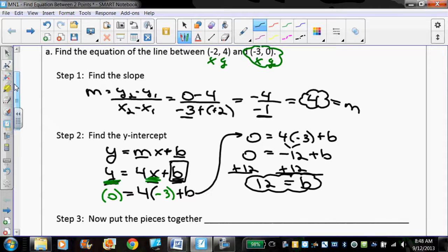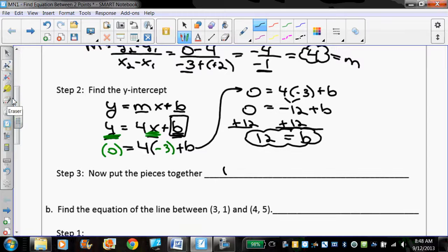We have our slope, which is 4, which is the steepness of your line. And now at the very end here, we're just going to put those pieces together. So it's going to be y equals the slope, 4x, plus the y-intercept. So y equals 4x plus 12.